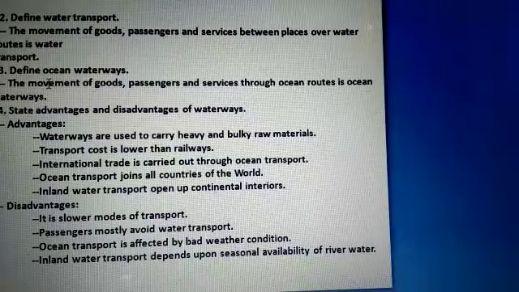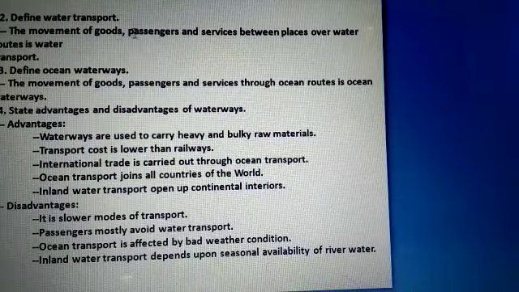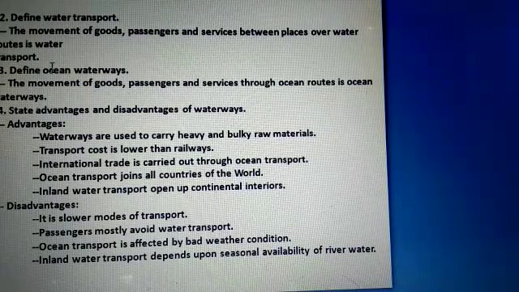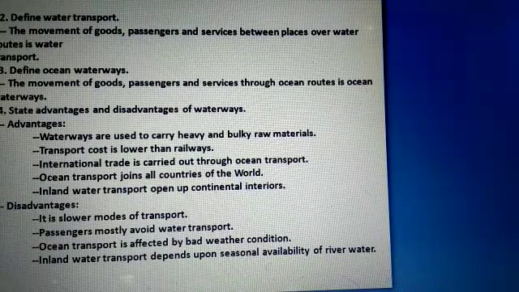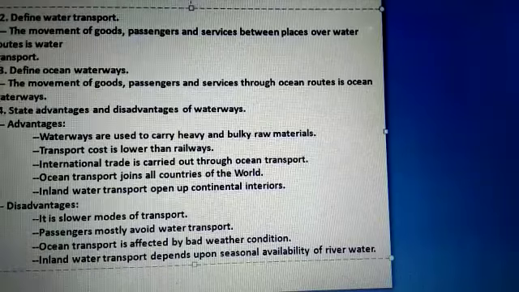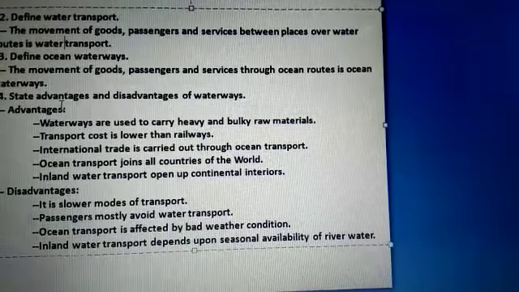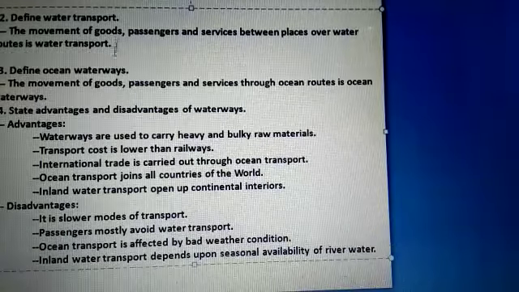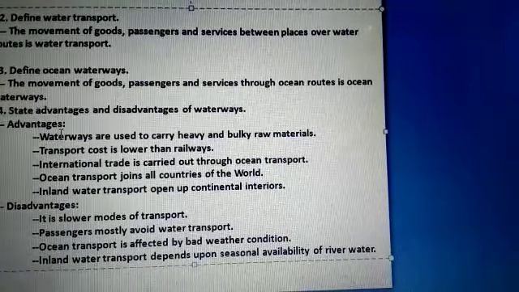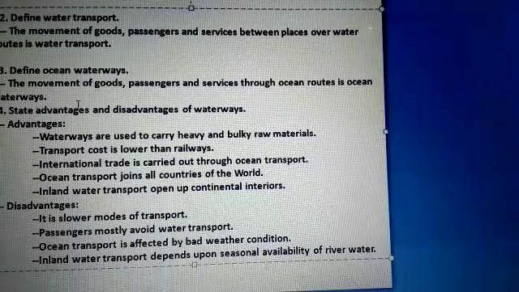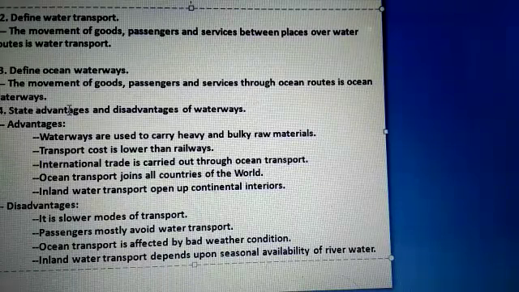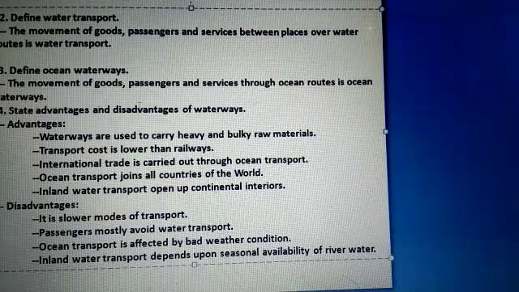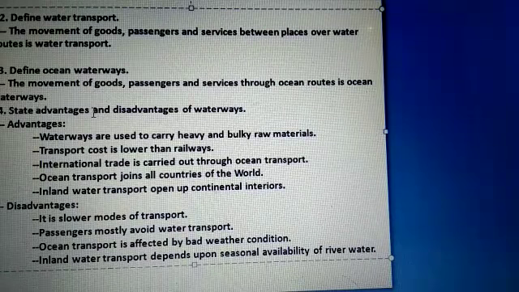Next, define water transport. The movement of goods, passengers and services between places over a water route is water transport. Then define ocean waterways. So the movement of goods and passenger services through an ocean route is ocean waterways.